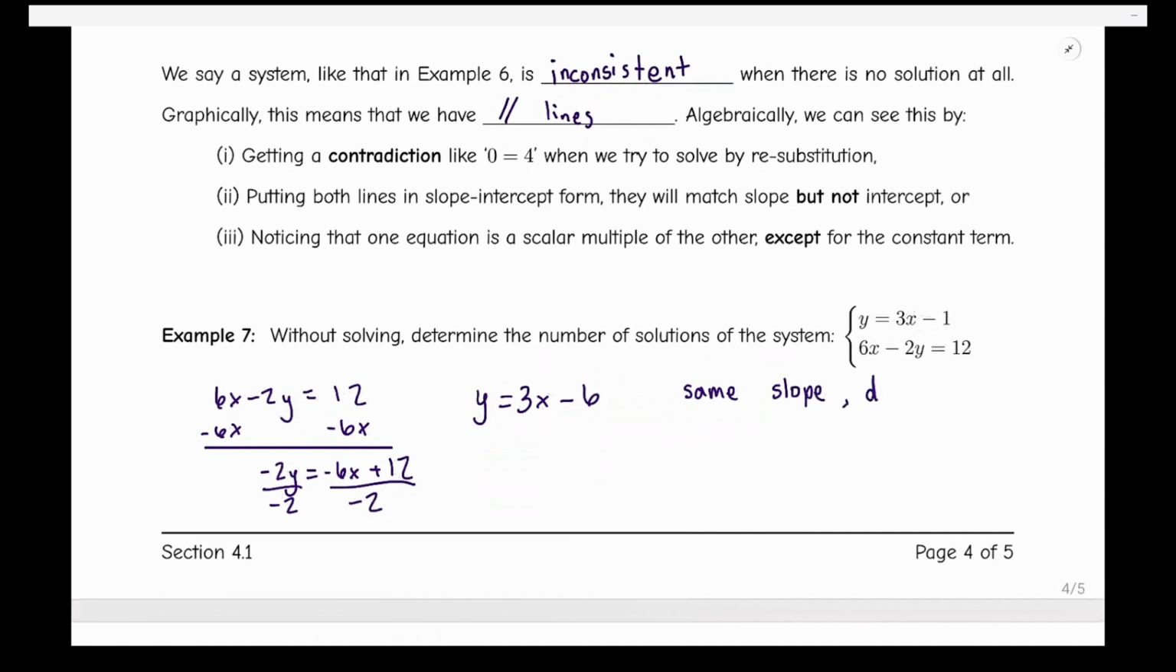And different y-intercepts. They have the same slope because the m is 3, but different y-intercepts because one of the b's is negative 1, the other b is negative 6. So that means these are parallel lines, so there are no solutions.